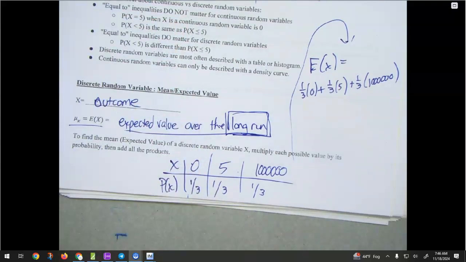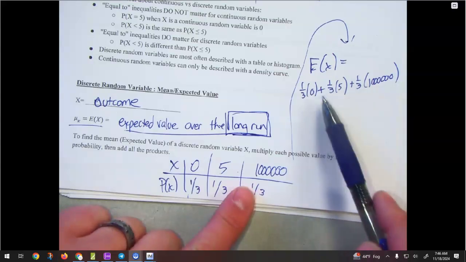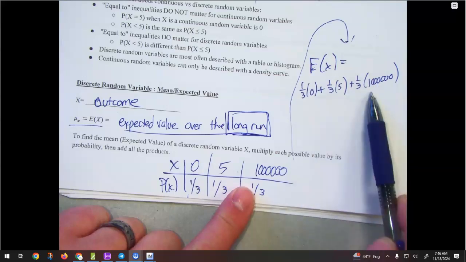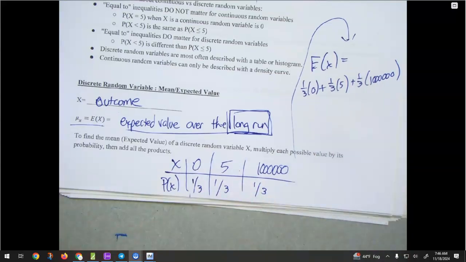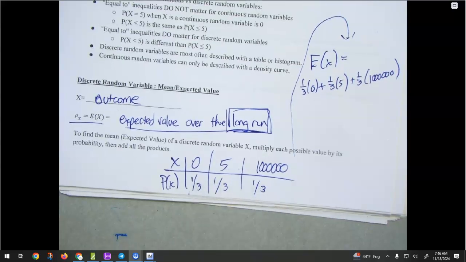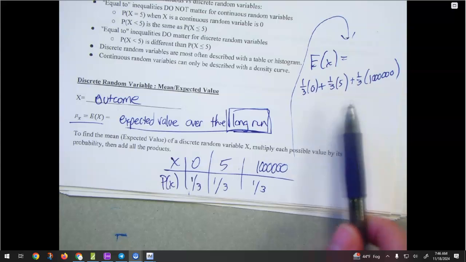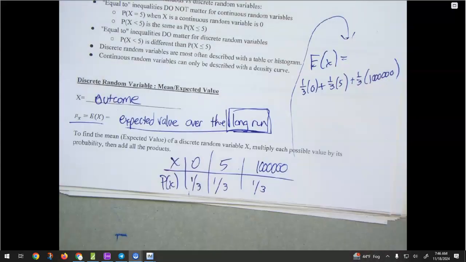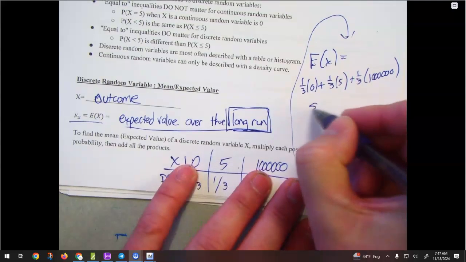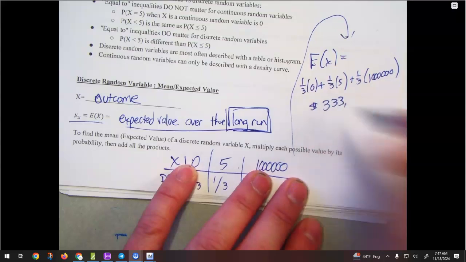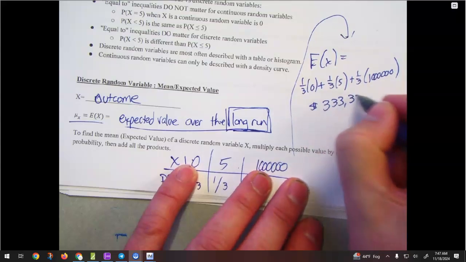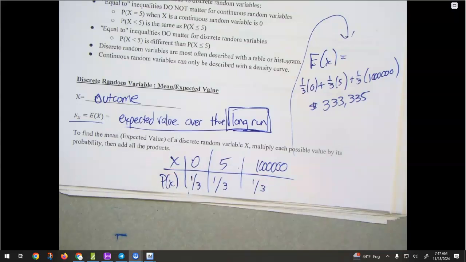And if you notice, when the probabilities are all the same, that's just taking the average. So if I just did 0 plus 5 plus 1,000,000 and multiplied by 1/3, which is all that's doing, we just find the average. It matters when the probabilities are different. So here's the average. If I calculate that, $1,000,005 divided by 3, 333,335. So that'd be like their fair offer.